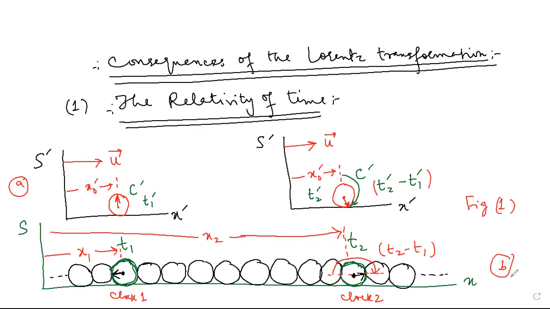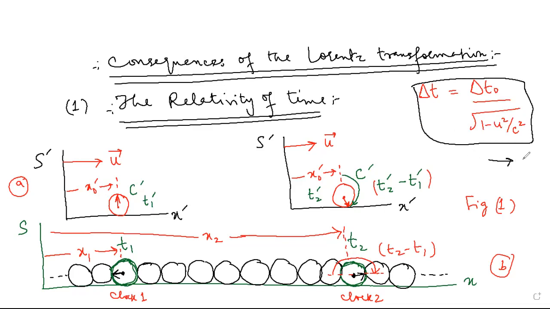Remember, in the last lectures, we have discussed the time dilation, and we have derived the relation delta t is equal to delta t naught over square root of 1 minus u square by c square. Let me encircle it and name it as equation 1. Right?